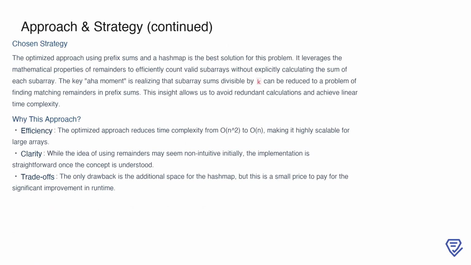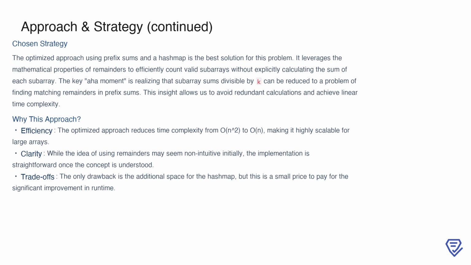The chosen strategy for this problem is the optimized approach using prefix sums and a hash map. This method is ideal because it leverages the mathematical properties of remainders to count subarrays efficiently, without the need to explicitly compute the sum of each subarray.